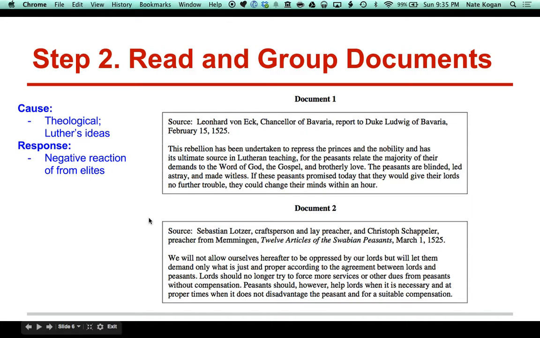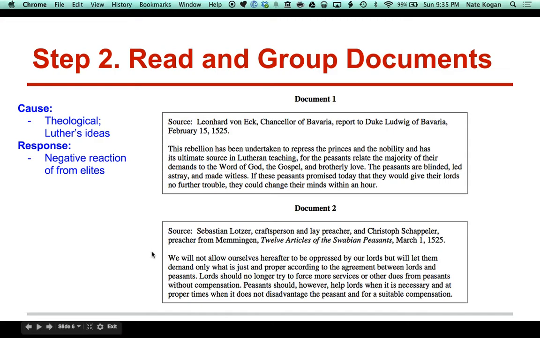Similar thing in document 2. I focus on this person, Sebastian Lotzer. The document tells me that it's a craftsperson and a lay preacher, which means not part of the ministry. And another preacher, so both lay and sort of trained in the theological seminary in Memmingen.